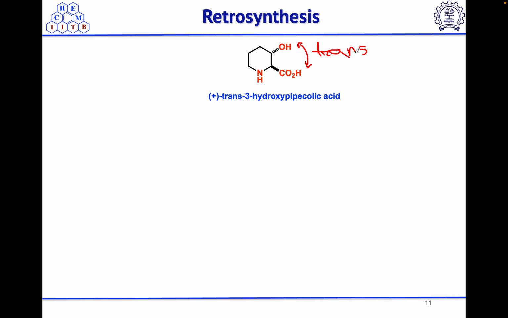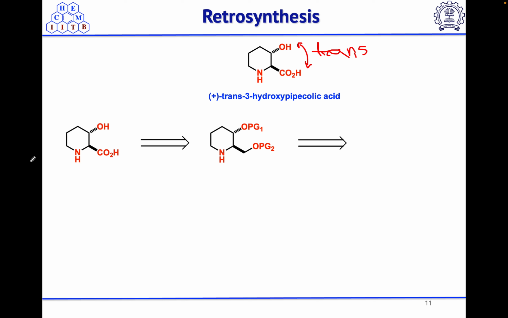Now how can we think about the retrosynthetic plan, from where we can get this molecule? In the forward sense, this is our target molecule. We could get this from this molecule via functional group interconversion, FGI, here. This is a secondary alcohol, and if we do oxidation, we will get this carboxylic acid, right?